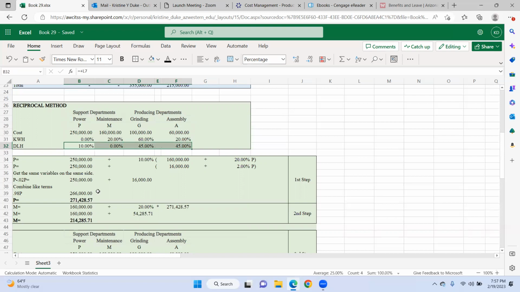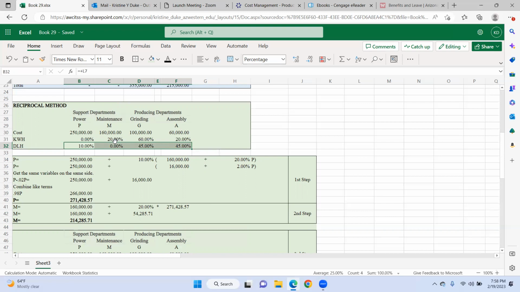Well, in reciprocal, I need to figure out how much of this cost is going to be charged to this cost over here, the power. But at the same time, I need to figure out how much of this cost is going to be charged to maintenance. So I'm going back and forth and back and forth. And it's a pain in the booty because the formula is confusing. I will tell you, some people may enjoy it. I don't. I have completed it.